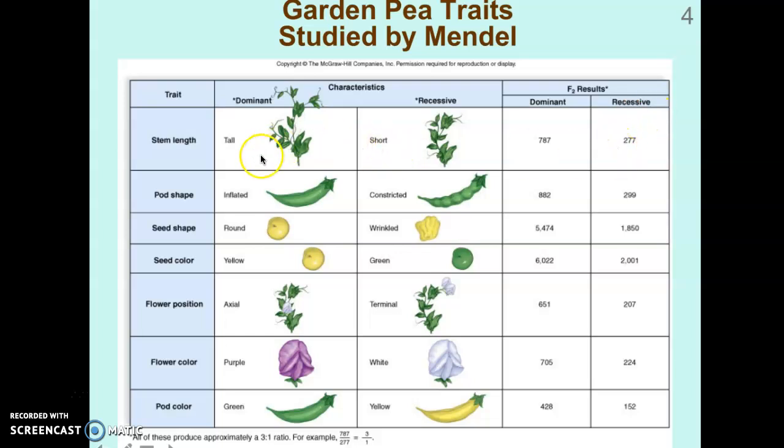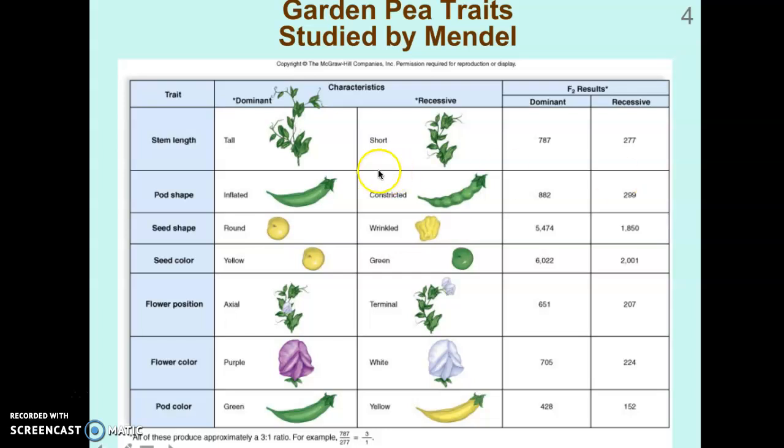Then he went on and looked at the pod shape. What did the pod look like? Was it plump and inflated, or wrinkled and constricted around the peas? When he did this, he got numbers again: 882 for inflated, and 299. So he was getting this really interesting result.